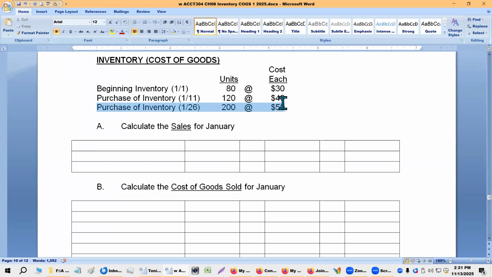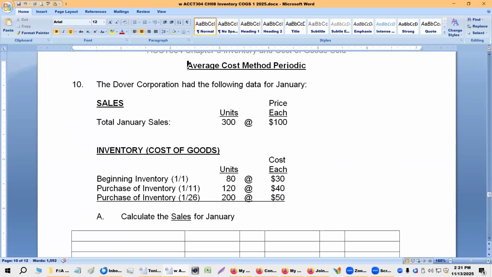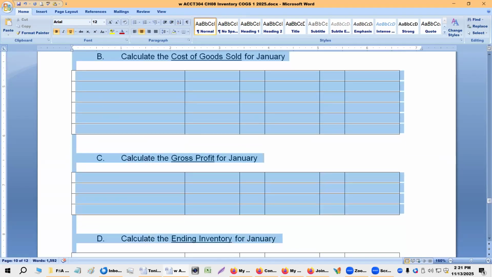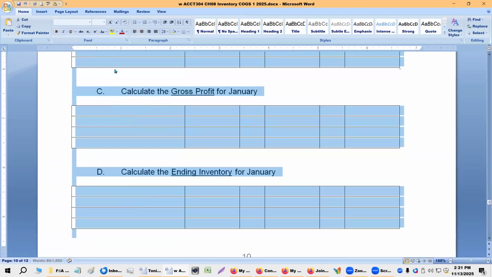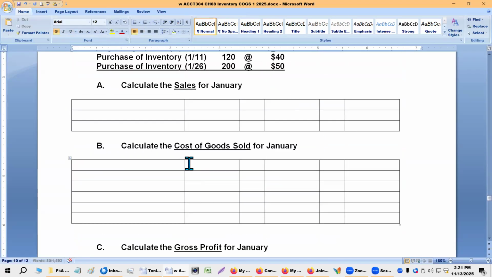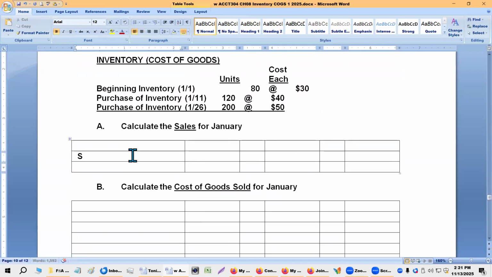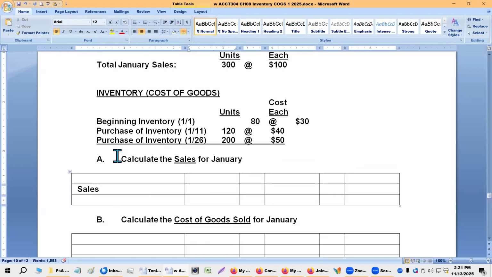One of those things I scratch my head and go, why did I do this? But anyway, we got three. Oh, I tell you, let's do the easy part first. Okay, sales. Price.